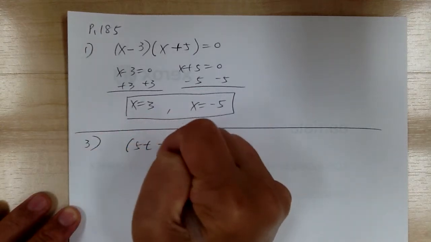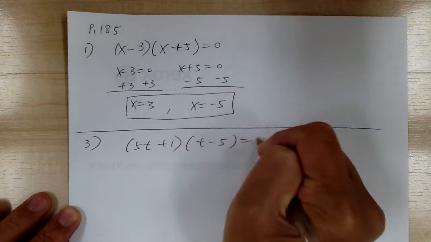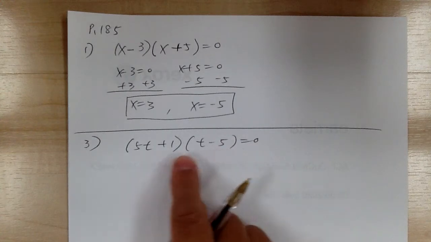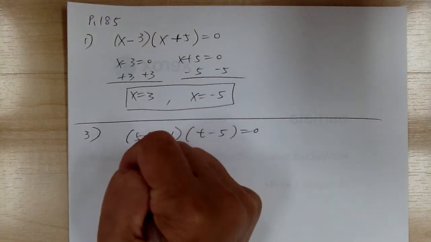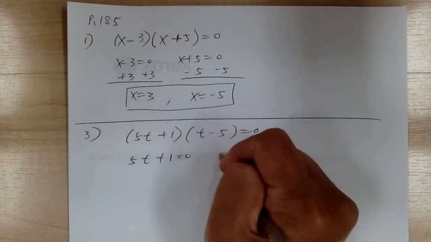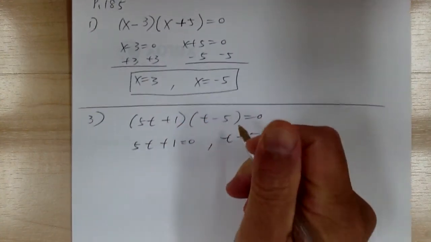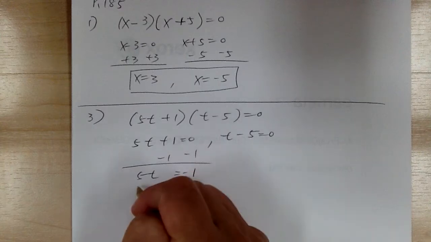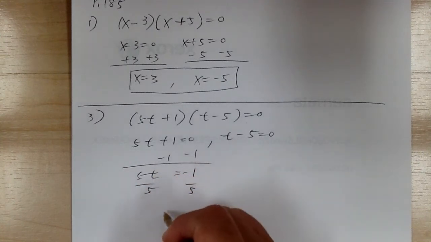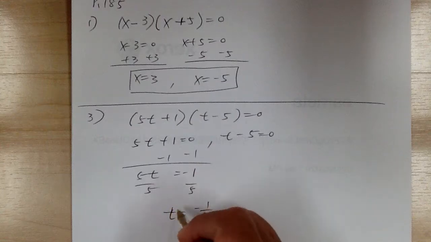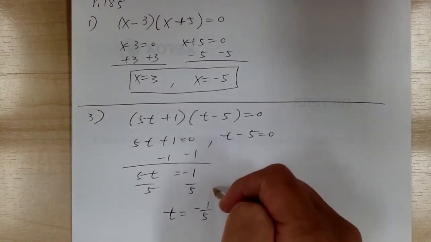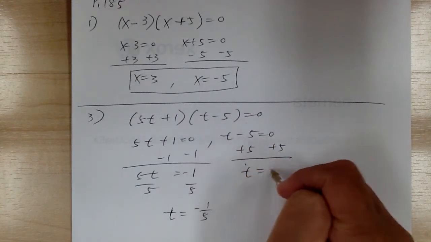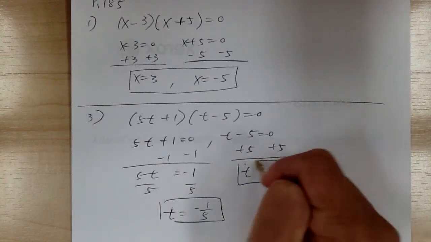You have (5t + 1)(t - 5) = 0. Make sure you check that it's equal to 0, then you do the factoring. The factoring is already done, so you can go and set it equal to 0. So you apply the zero product property. So just go and minus 1 on each side. And then you divide by 5. So t equal to negative 1 over 5. Okay, when you write out all the steps, it helps you to think faster and reduce the amount of mistakes. And so that's it. So you got 2 answers.